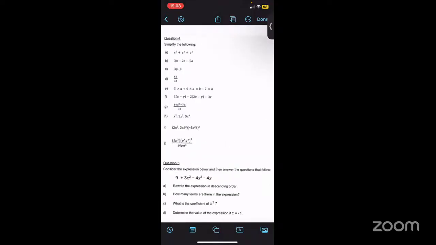Yes, ma'am. Okay, cool. So we're going to start with question 4, and if we have enough time, we'll jump to question 5. Basically, here we're going to be applying our exponential laws that we've done in previous lessons. The first one you're seeing here says c squared plus c squared plus c squared. Does anybody want to try? Maybe I do it on my side.